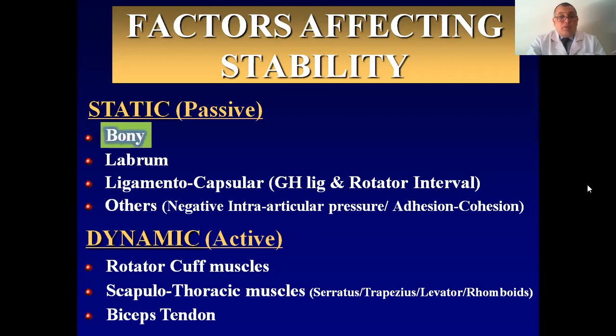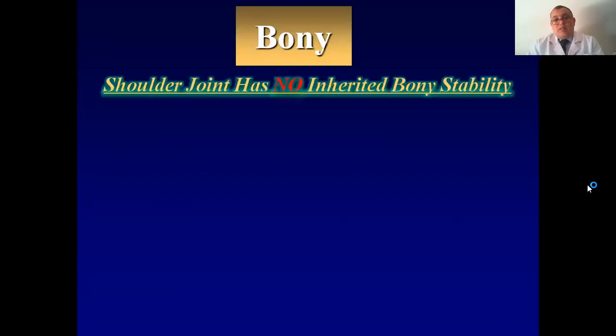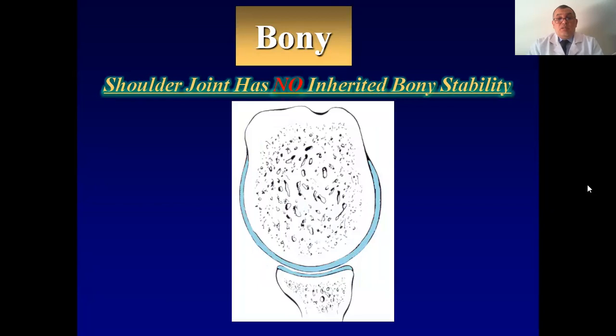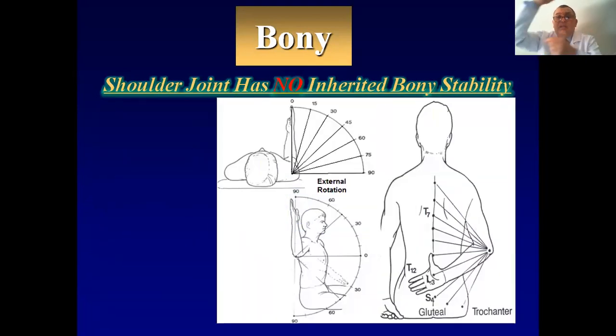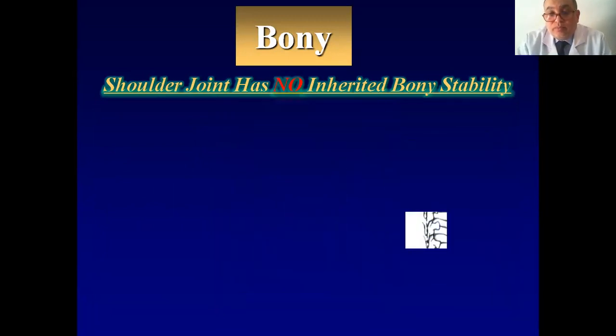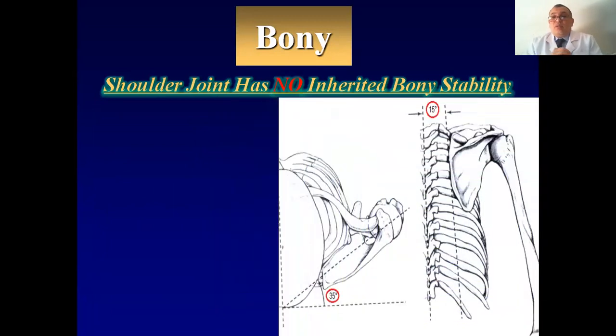First, we'll discuss the bony factors. There is a very famous saying that the shoulder joint has no inherited bony stability. This is because the articular surface of the head is 3 times that of the articular surface of the glenoid. It is like a big basketball settled on a teacup. That's not all. It also rotates 180 degrees in one direction and almost 160 degrees in the opposite direction. But this is not totally true.